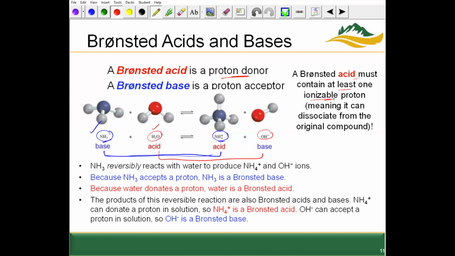So for both Arrhenius acids and Bronsted acids, they both must contain at least one ionizable proton, right? It needs to be able to dissociate from its molecule. So H2O does have one ionizable proton to then become H+ and OH-. One of these protons has to be able to dissociate from its molecule for it to even possibly be a Bronsted acid or an Arrhenius acid.